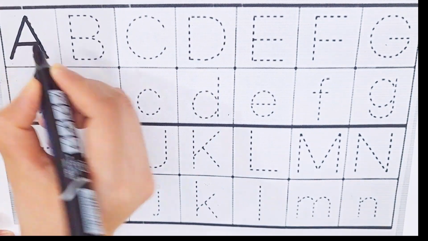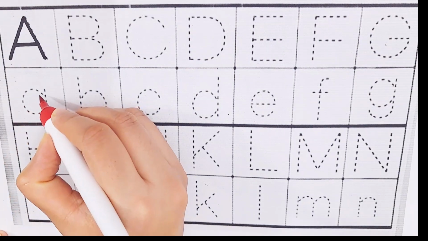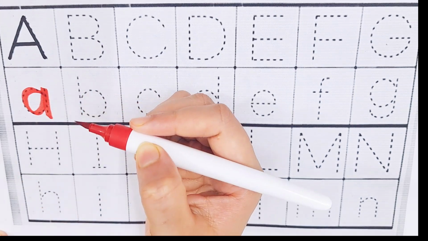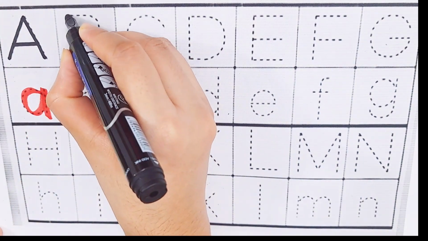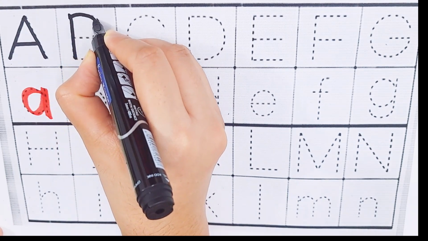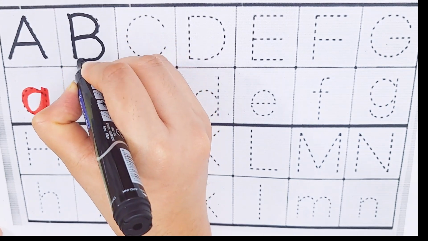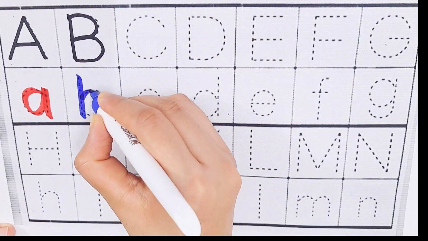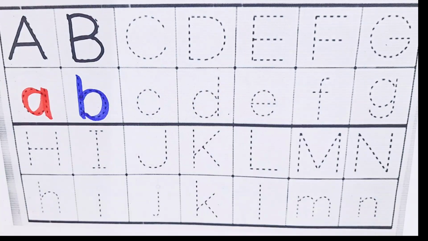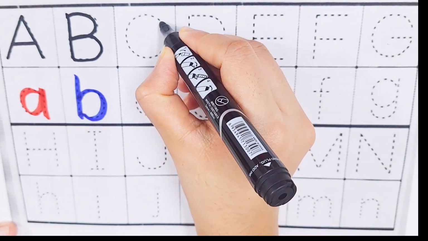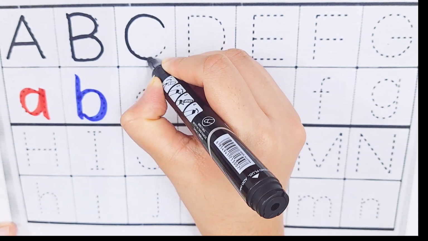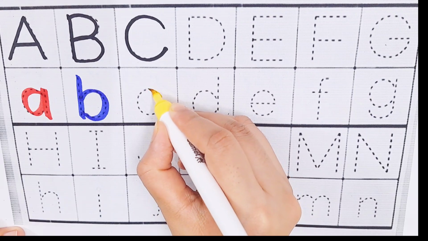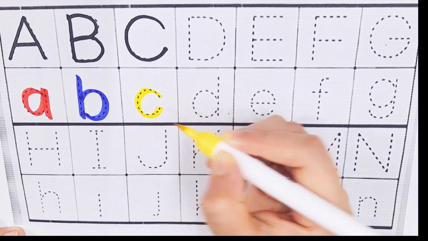A for avocado. A for ant. B for banana. B for blueberry. C for candy. C for cake.